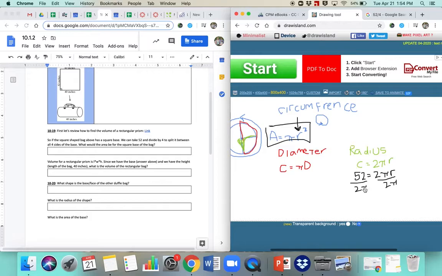Now, some of you might be going, what the heck is pi? So pi is a Greek symbol for a number that goes on and on forever. The first 3 digits of pi are 3.14. So if you don't have a calculator with pi in it, you can just multiply by 3.14. So 52 divided by 2 pi will give you your radius, and that is your next answer for this part right here.